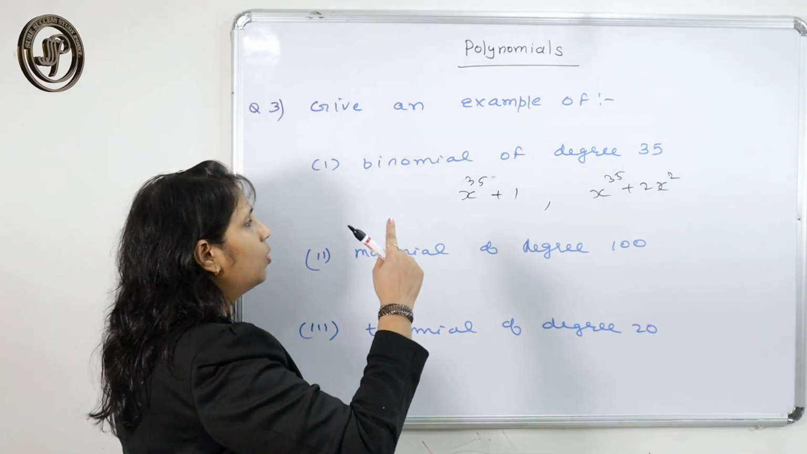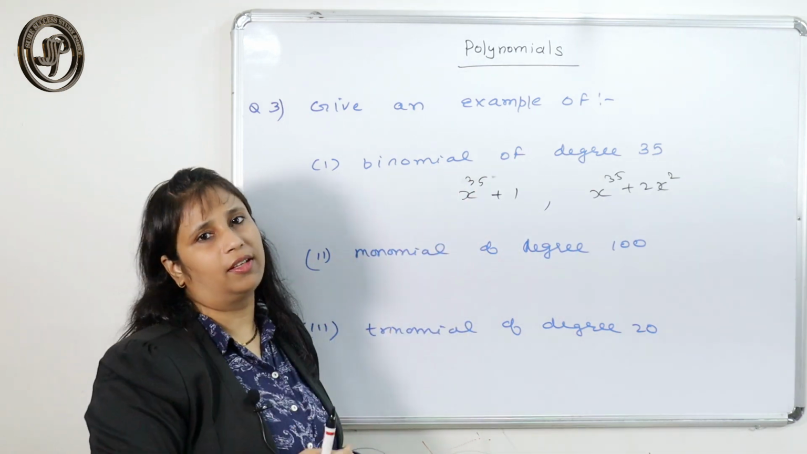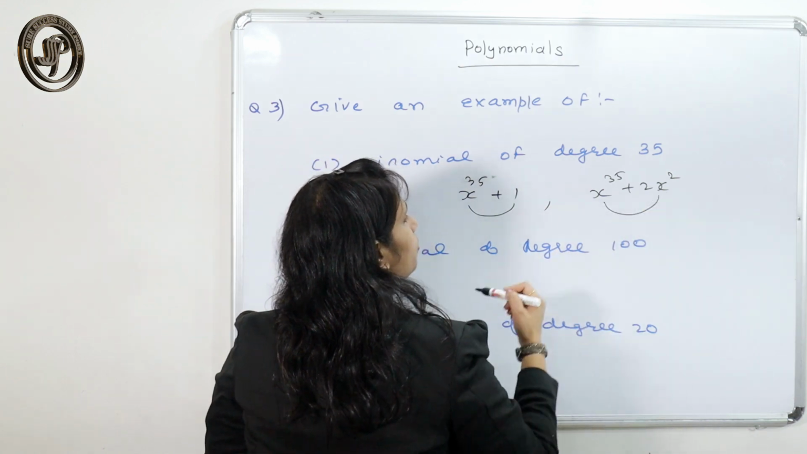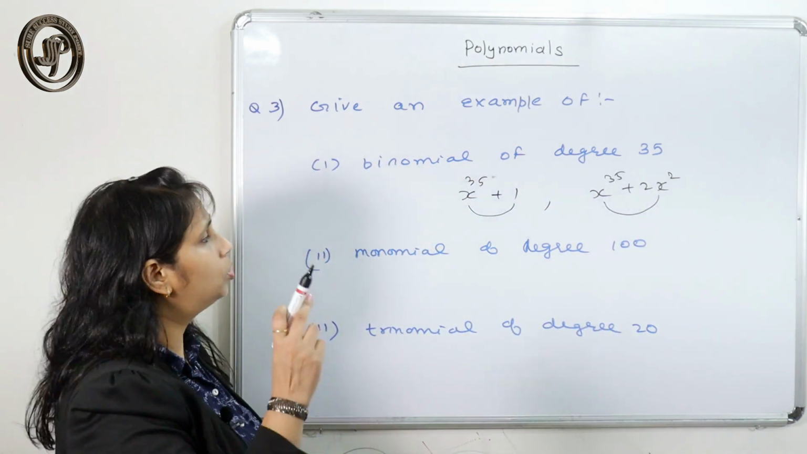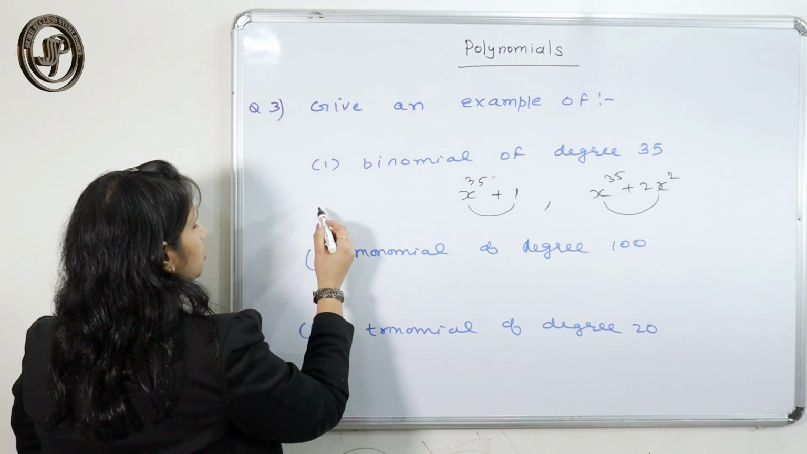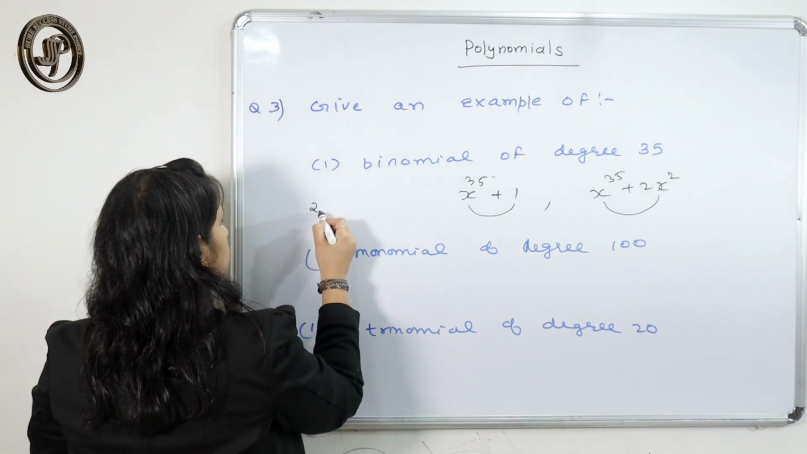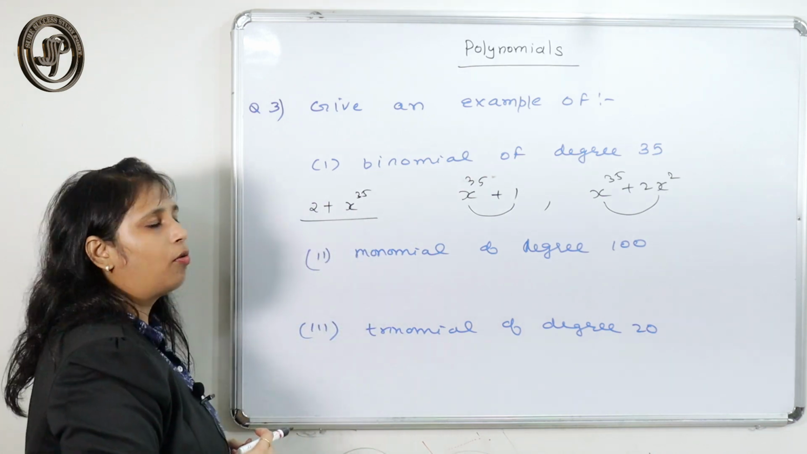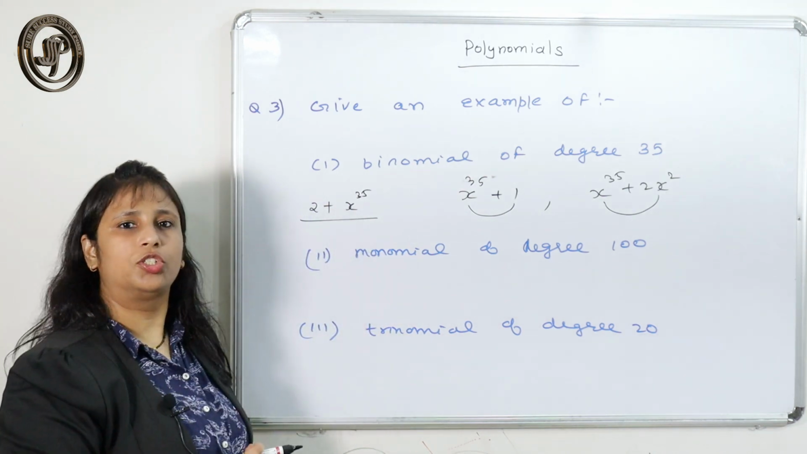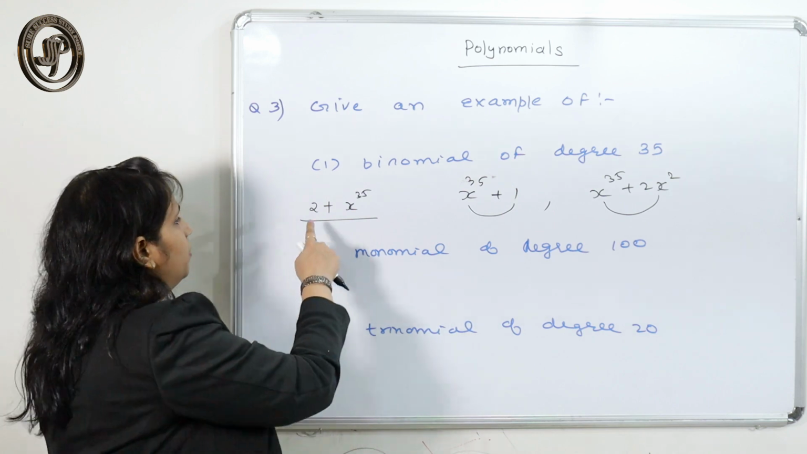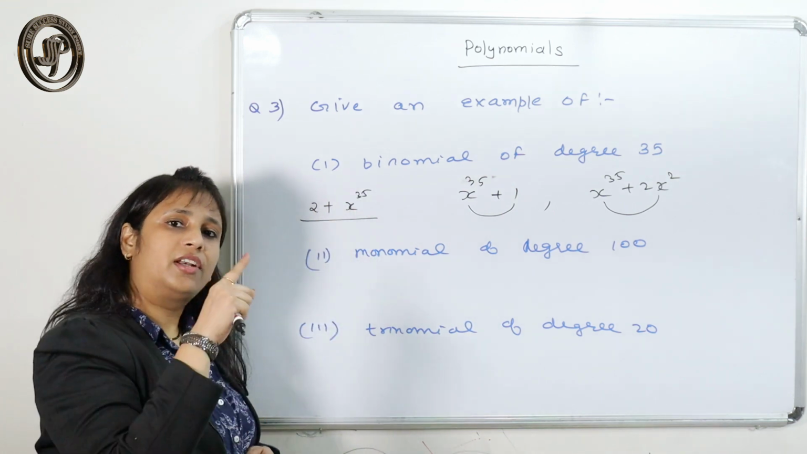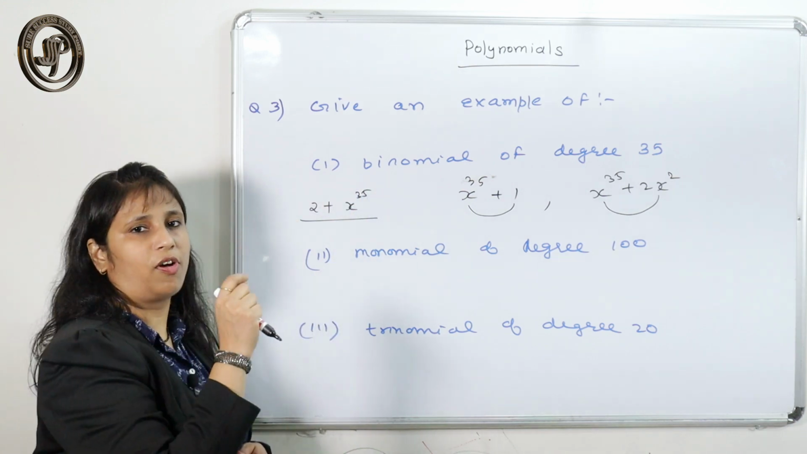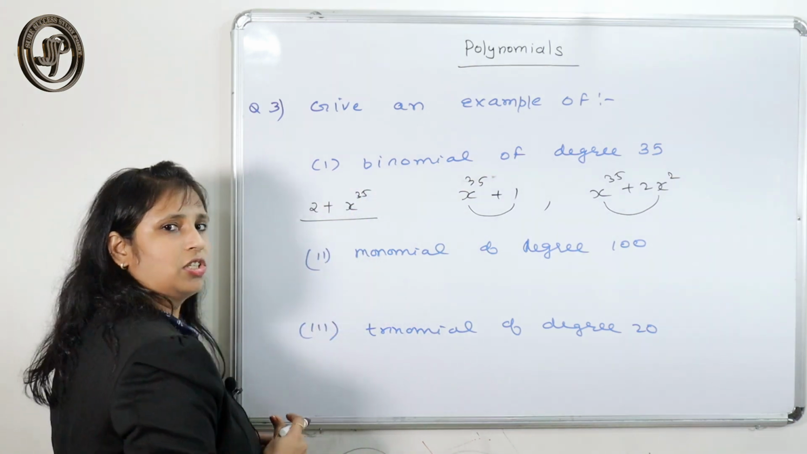This means the power should not be greater than 35, and the second important thing is that there should be two terms only. Suppose I write 2 plus x raised to power 35. That is an example of a binomial of degree 35. Binomial means it should have two terms. Degree 35 means you just have to put power 35 in one of these terms.